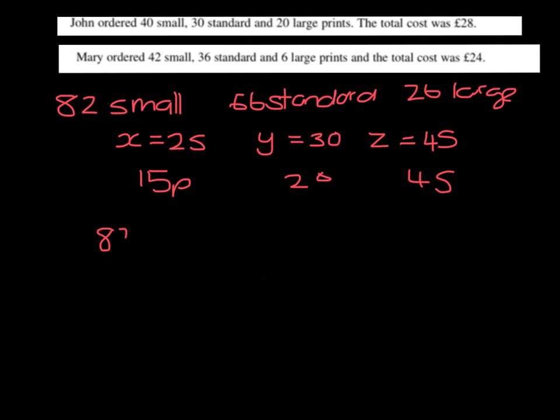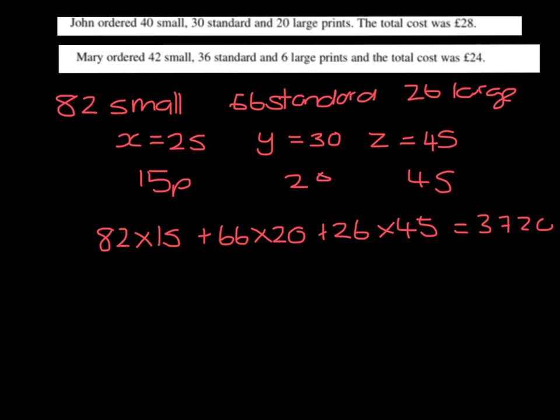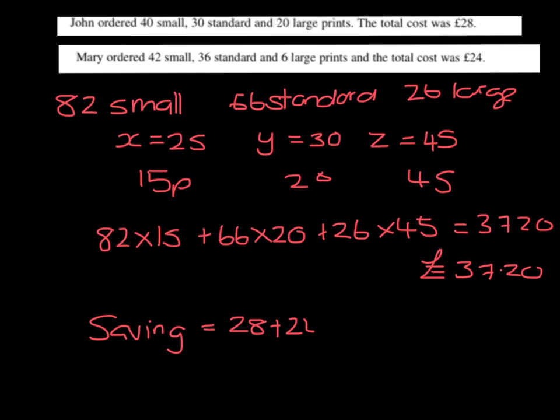So we have 82 small at 15p, 66 standard at 20p, and 26 large at 45p, which gives us 3,720 or £37.20. So to work out the saving, take the 28 and the 24 and subtract this new price of £37.20, which gives us £14.80.